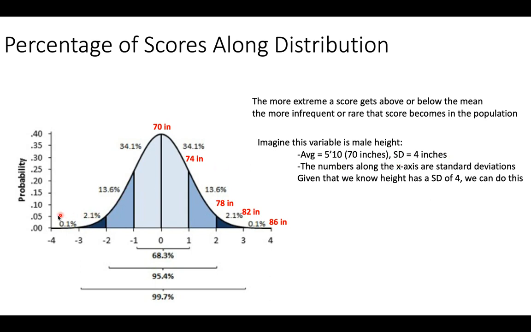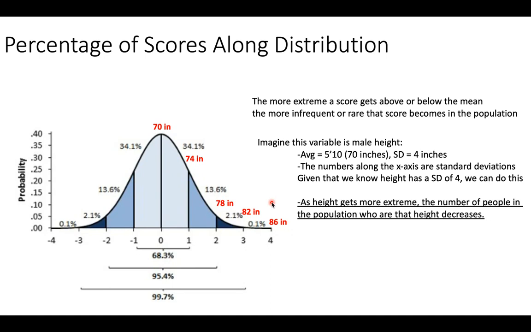But then we can apply this standardized curve so that we can make decisions about the height of males and the extremity of those heights. So the big thing to learn here is as height gets more extreme, the number of people who are that height in the population decreases, right? You're more likely to see a man who's 5'10" than you are to see a man who's 7'2". That's pretty self-explanatory.